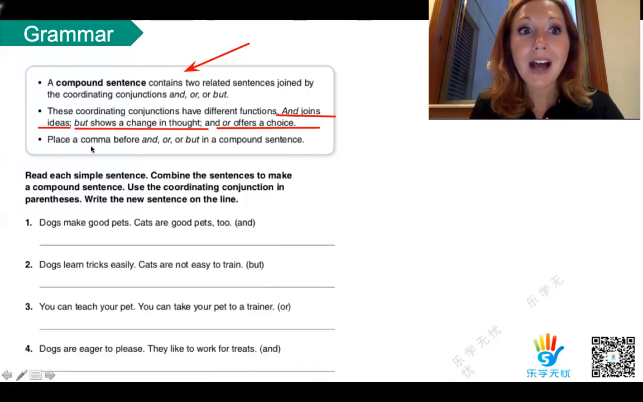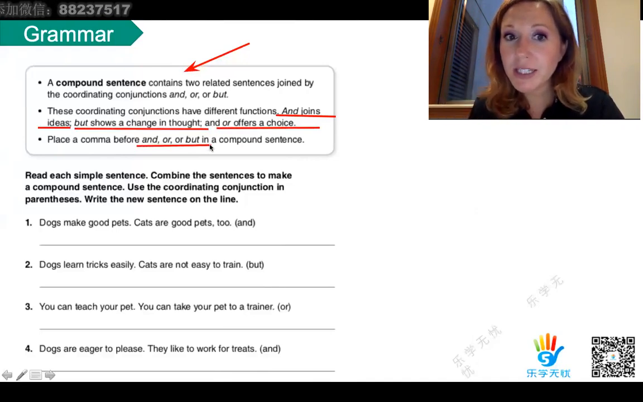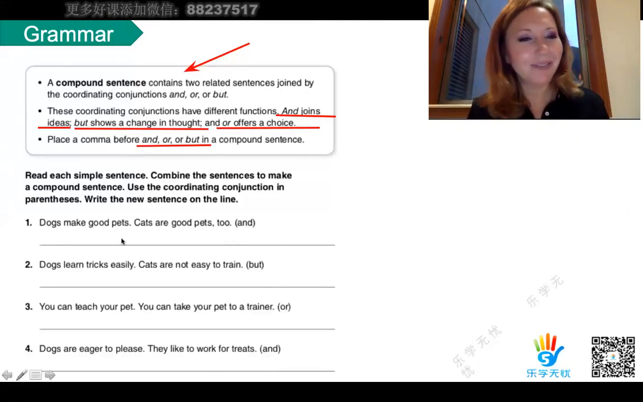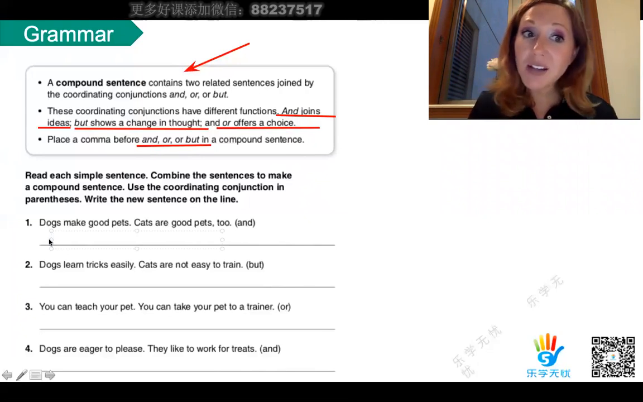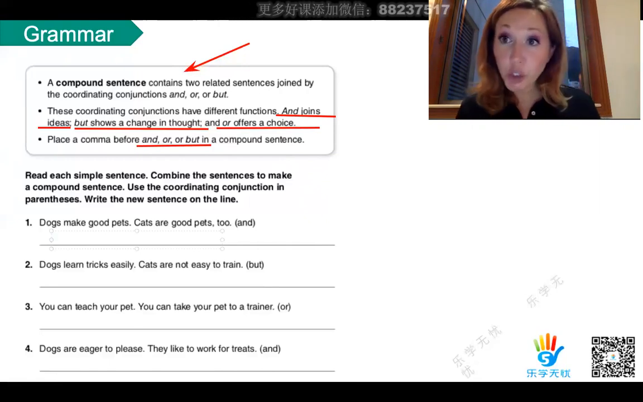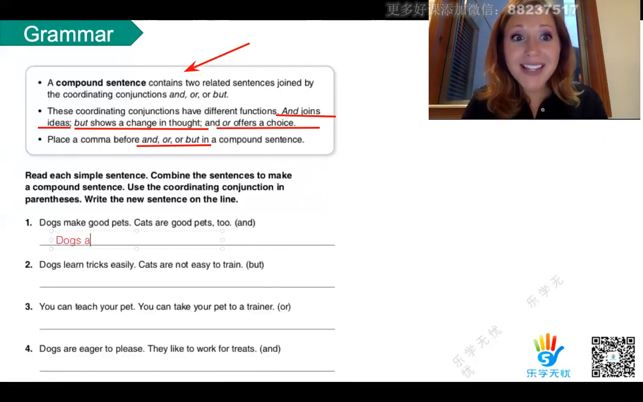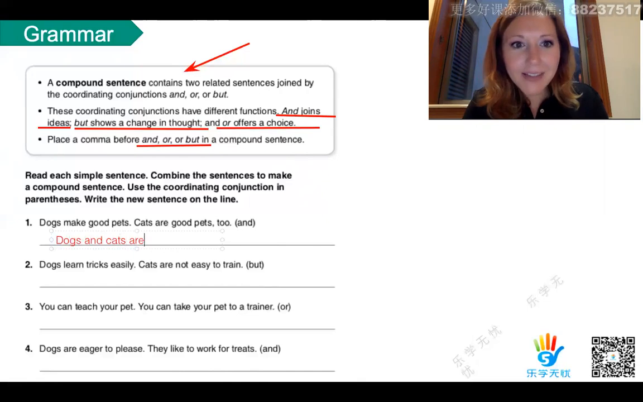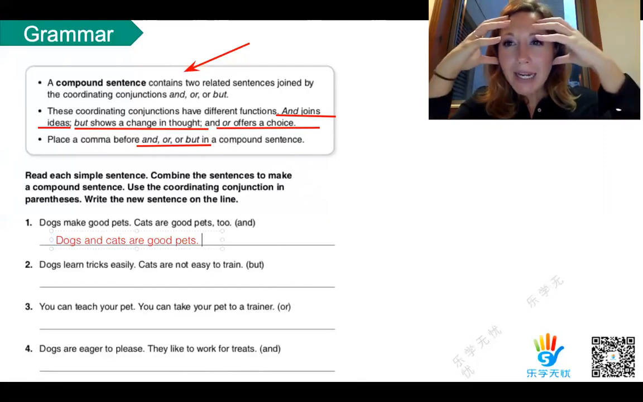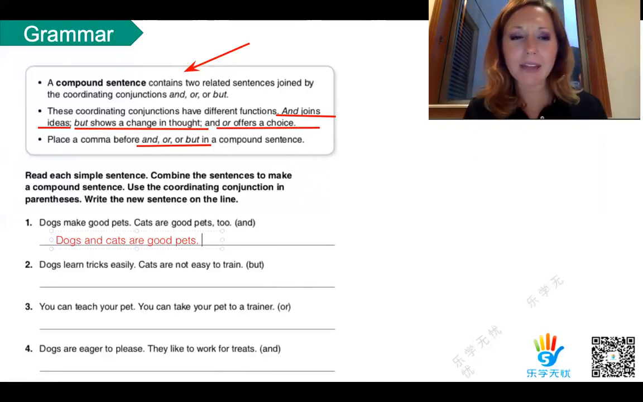Remember, we need a comma before these conjunctions in a sentence. So here we go. We are going to combine sentences. Number 1, dogs make good pets. Cats are good pets too. How can I combine them? Well, I can say dogs and cats are good pets. We are combining ideas because they both are good pets, right? So we are combining it.